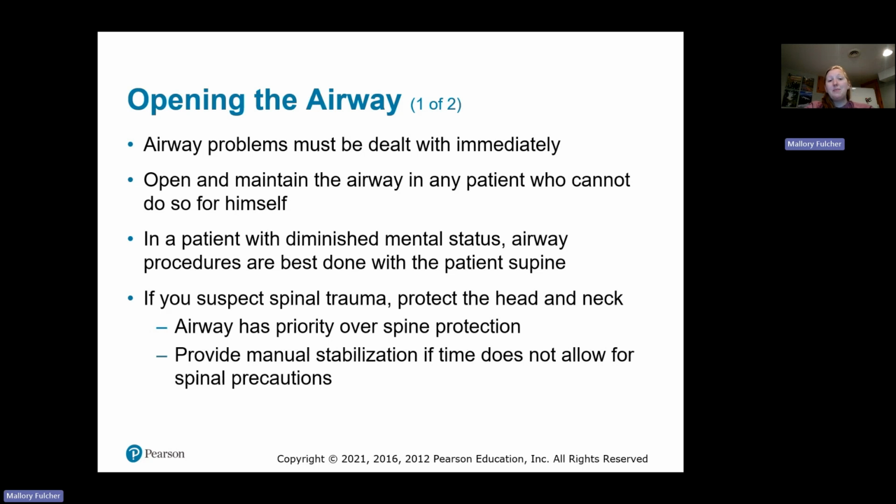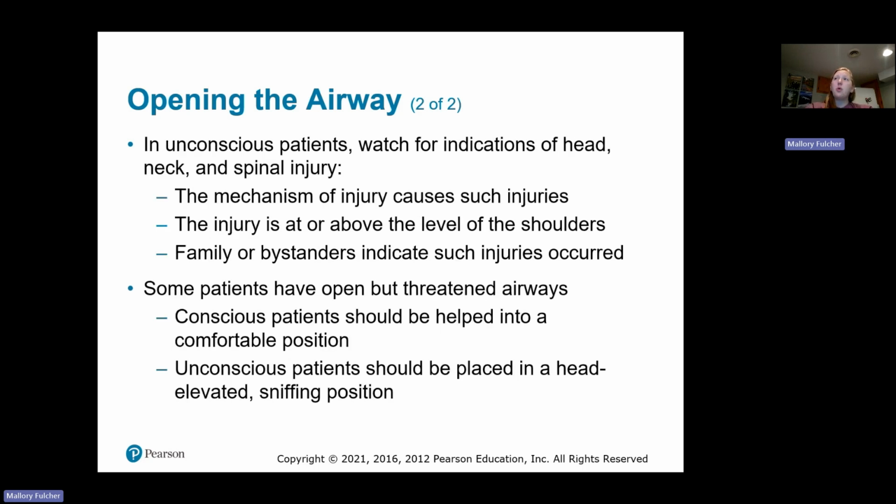If you suspect any spinal trauma, we want to make sure that we're protecting the head and neck while we are opening the airway. So that's where we do the jaw thrust maneuver. It keeps the head in place and just lifts the jaw, which indirectly lifts the tongue off the back of the throat. In any unconscious patients, we want to watch for that indication of neck and spinal injuries. If we don't know what happened with the patient, we're going to assume that they do have a head or neck injury and be protective of that, right? We're going to take spinal precautions.